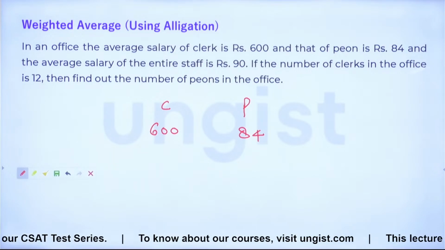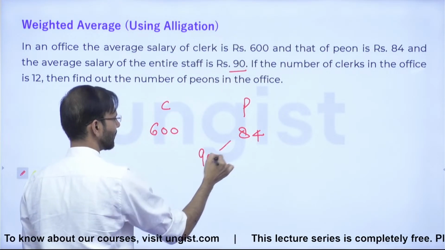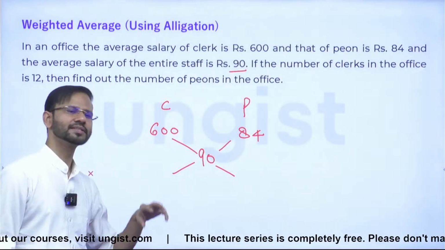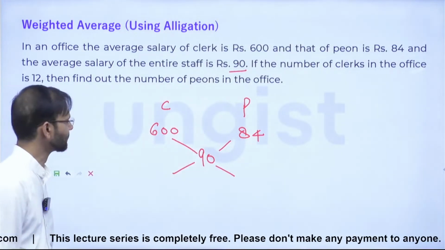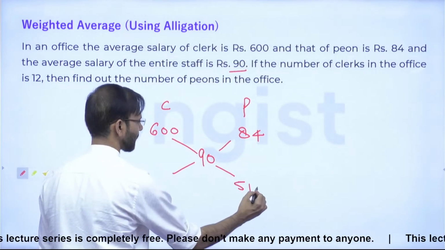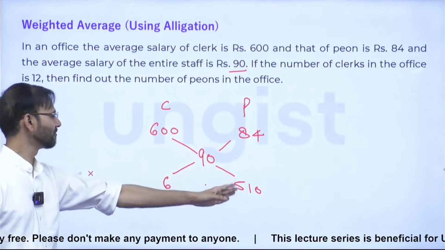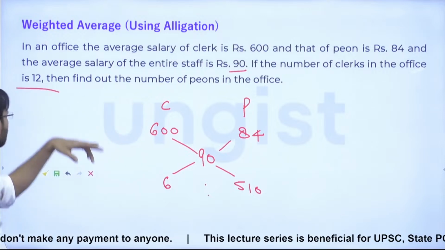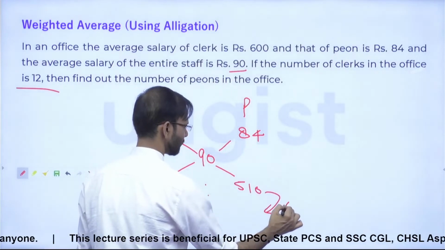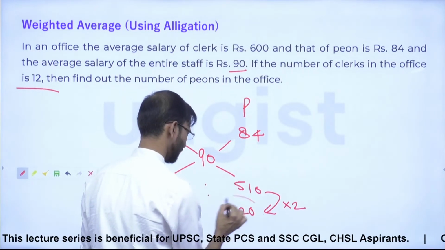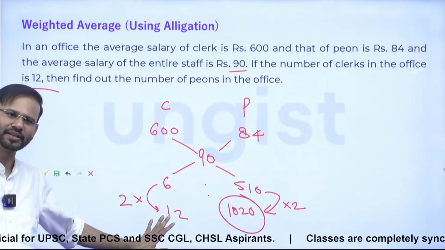हाँ, yes. अच्छा, the average salary of the entire staff is given as 90, right? जिन लोगों ने ये क्लास नहीं देखा हुआ है, तो प्लीज मिक्सचर्स एंड एलिगेशन का क्लास देख लीजिएगा, ऑनलाइन स्टूडेंट्स, right? And you will get the concept. Fine. Okay, so this is 510, and this is 6. So this is the ratio of the number of clerks to the number of peons. Question is saying the number of clerks in the office is 12. So this is double of this. So double of this would be 1020. Everyone clear now? Right?